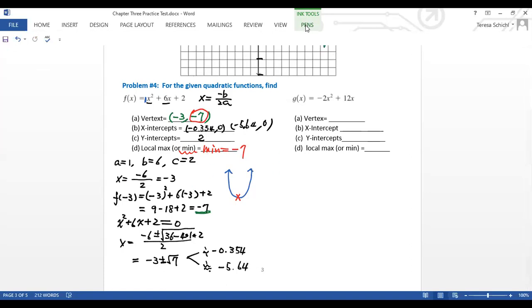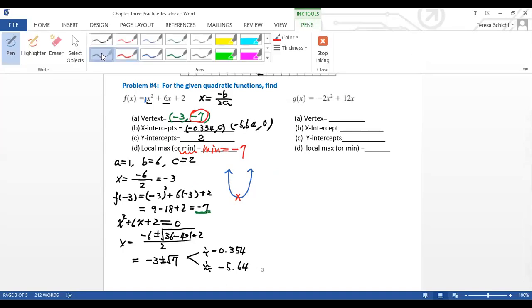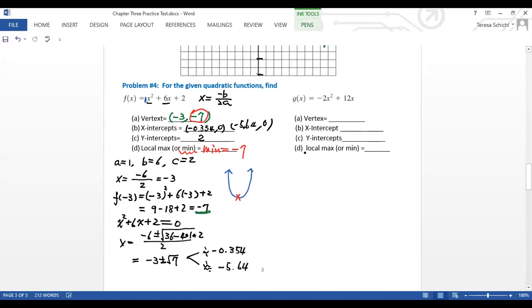Okay, so let's take a look at another one. Let's do it one more time, right? I really feel like using x equal to negative b over 2a is a little easier than completing the square, because a lot of times students get confused, right? So first, let's write down what a is. A is negative 2, b is 12, c is equal to 0, right?